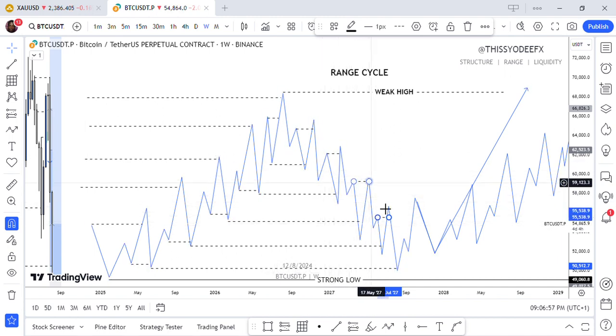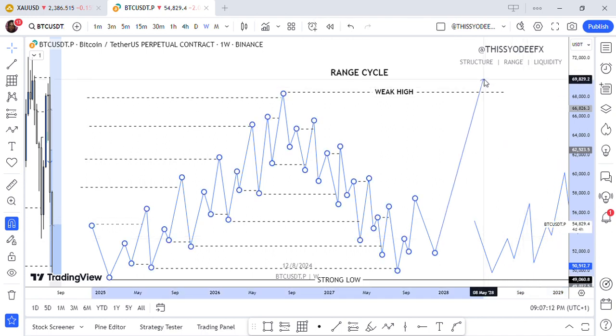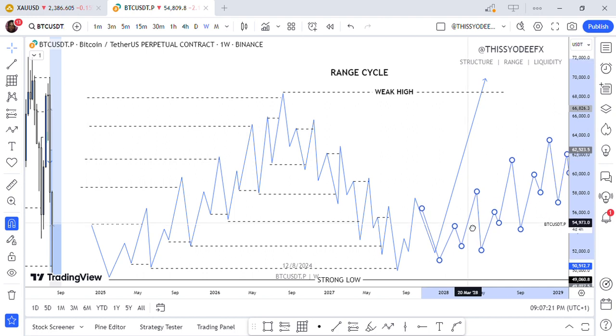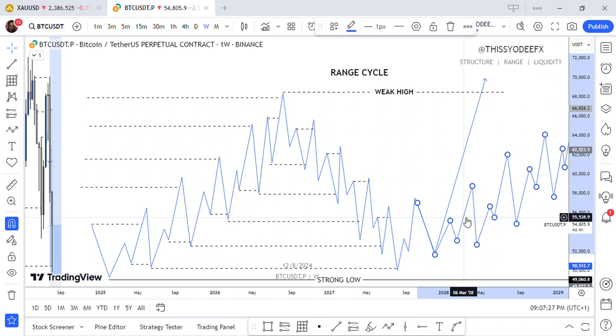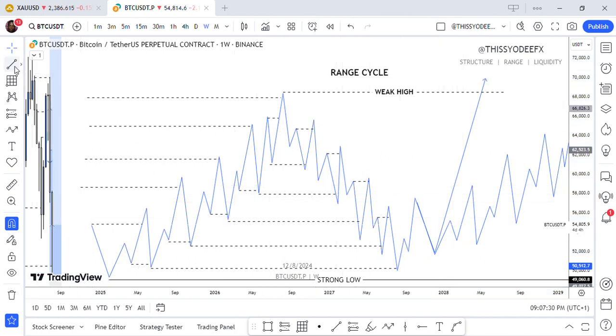So now again, after taking this, remember this is a strong low, price has to go back and take out this weak high. So this is the demonstration of price just going back to take out. I'm not saying it's going to be impulsive like this. It's going to go up the same way price actually came down. And you can see price taking out internal range one after the other. So this is basically what I want to talk about.